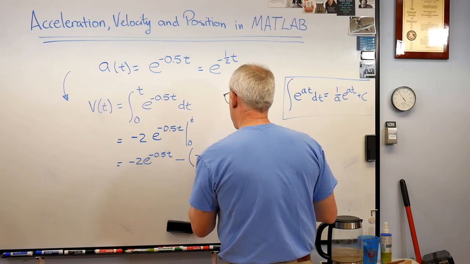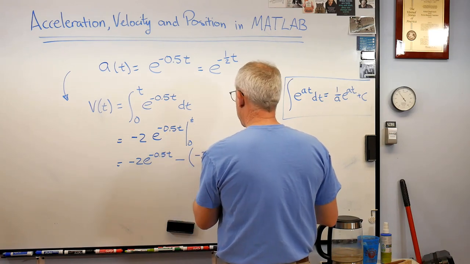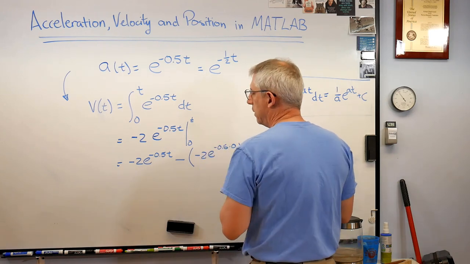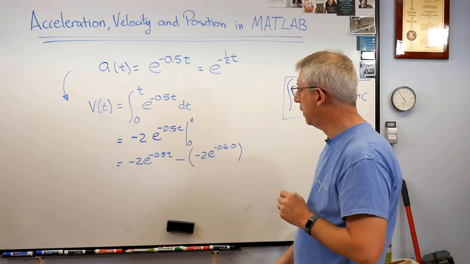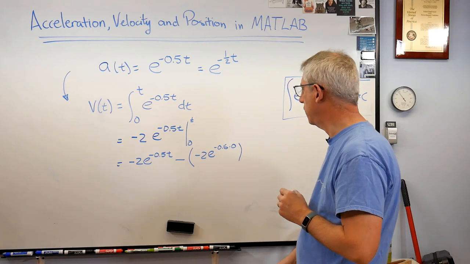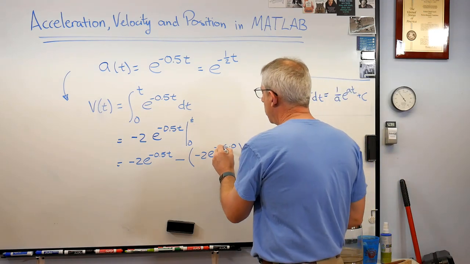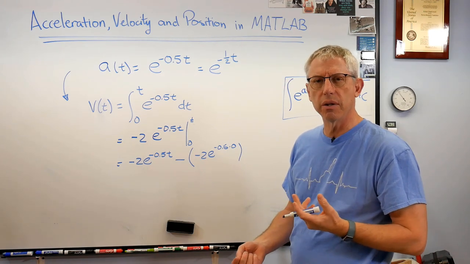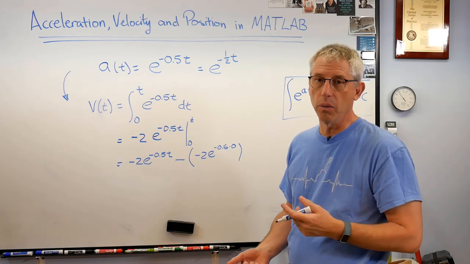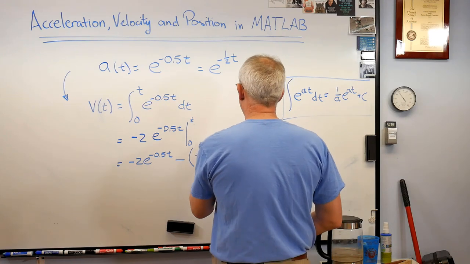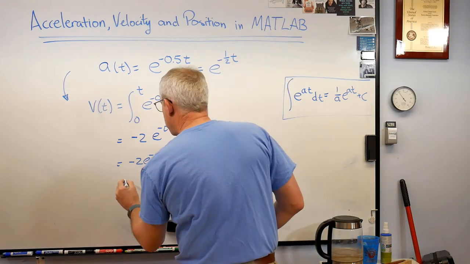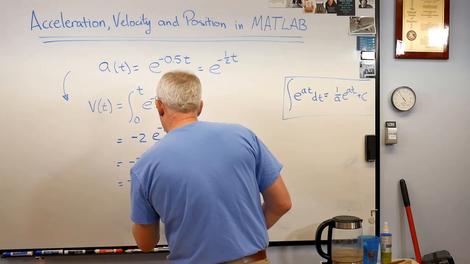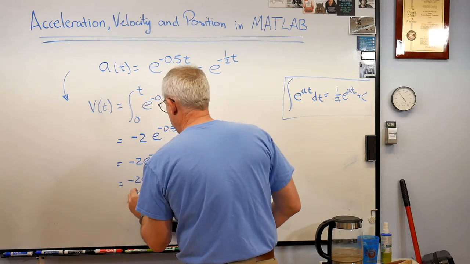Minus 2 e to the, now this is minus 0.5 times 0, right? Again, I'm just running through the process for integration. I'm just doing what calculus says. That exponent up there is going to be 0. What's e to the 0? 1. What's anything to the 0? 1. So that becomes 1. There's a minus and a minus, so this is going to become minus 2 e to the minus 0.5 t plus 2.